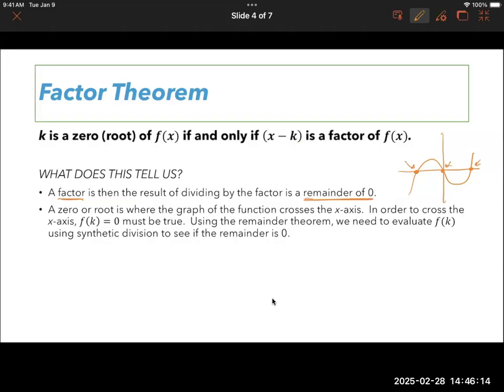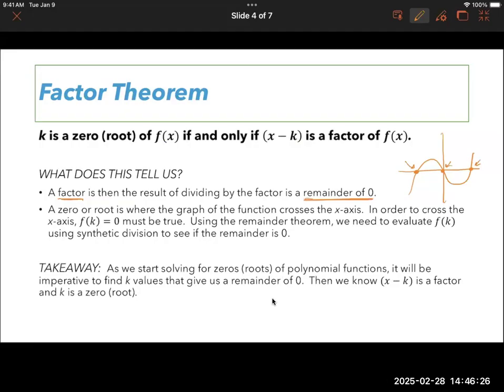So whether you think of this in terms of factors and dividing, or whether you think of this in terms of the remainder theorem we were just using, either way, we're saying that as we start to think about finding these zeros for polynomial functions, it's going to be imperative that we have a way of figuring out values for k that give us a remainder of 0. That's the big picture. That's what we're trying to accomplish as we find these zeros.